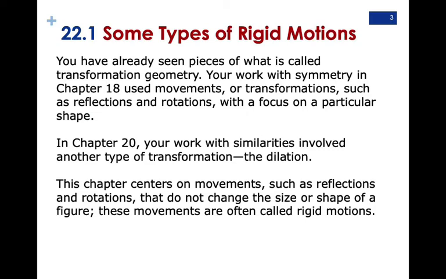So in chapter 18, we looked at transformations, reflections, and rotations. In chapter 20, we talked about dilation, so increasing the size, decreasing. In this chapter, we're going to go ahead and talk about some of these movements that do not change the size or shape, and we call those rigid motions.